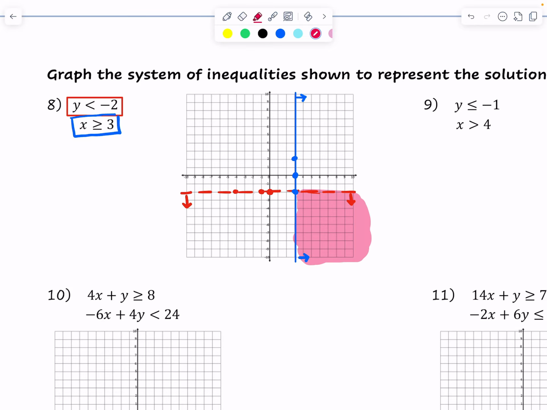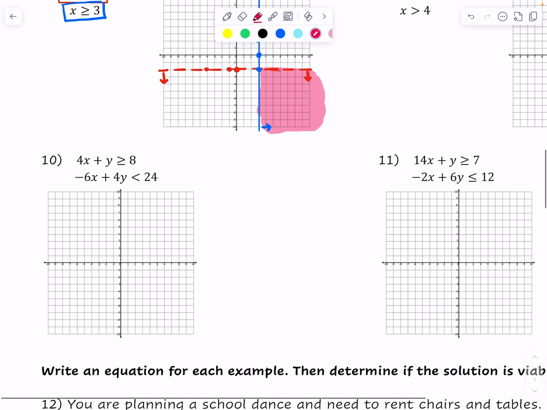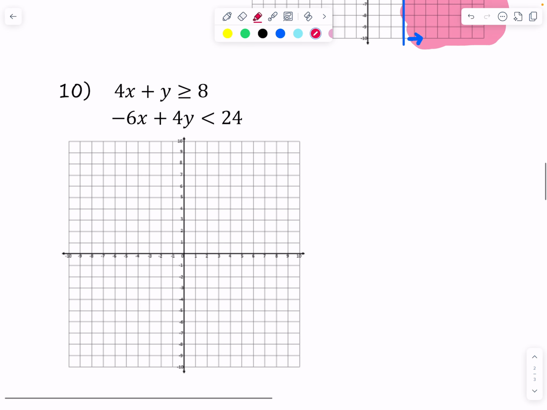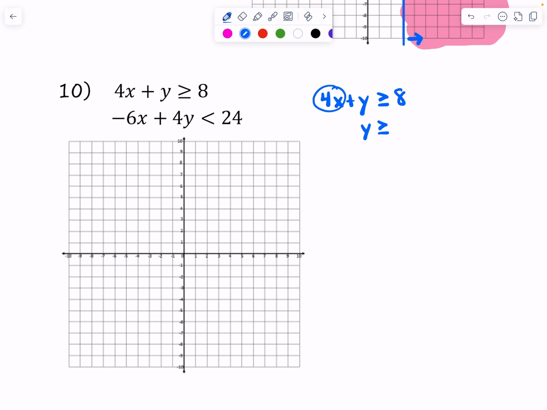All right, last one. Let's go to, or 2 more, right? Let's go to number 10. So on number 10, I have a system of inequalities. I'm going to go ahead and write them both into slope-intercept form. So I'm going to take 4x plus y greater than or equal to 8. What I'm going to do first is move that 4x to the other side of the inequality. So y is greater than or equal to, instead of +4x, it's -4x plus 8.